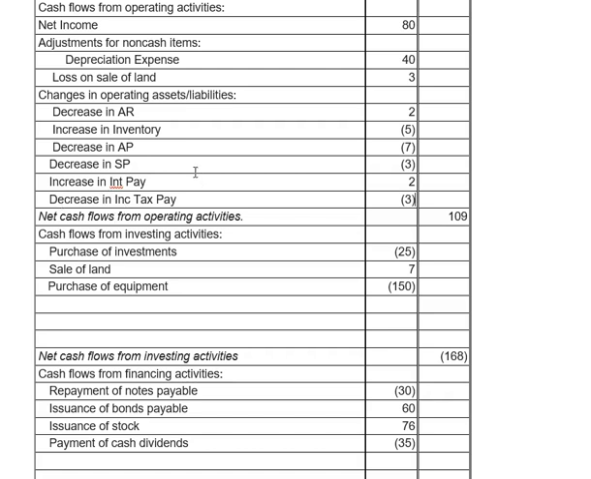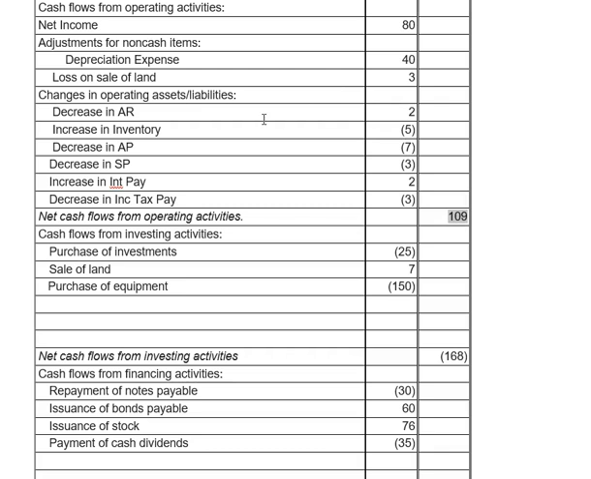All right, so now we've already got our check figure from when we did the direct method, the 109. So let's just double check and see, are we close? So take your 80, you add your 40, you add your 3, you add 2, subtract 5, subtract 7, subtract 3, add 2, and subtract 3. And lo and behold, you get the 109.